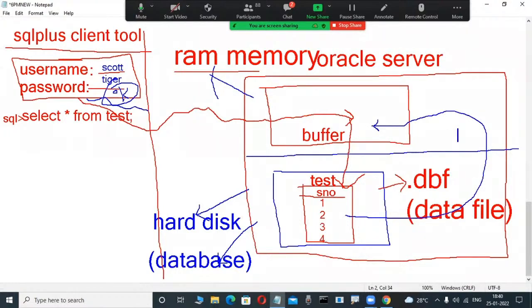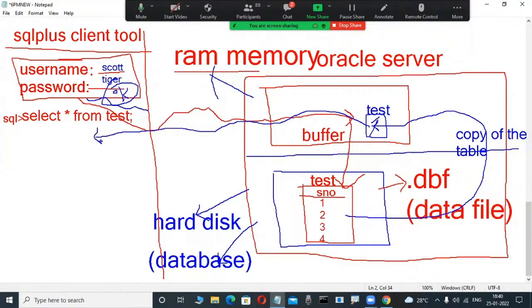Just imagination, roughly I'm telling. Now the copy of the table is transferred into this buffer. This is a test table like this only. Now this table is written into where? Into this client tool. Then only it is visible.